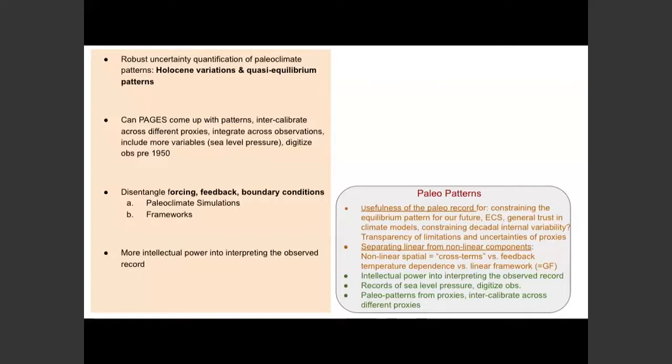Some people, including Torsten, for example, raised the flag of, hey, let's not jump to the paleo pattern effect too quickly without forgetting actual forcings and the feedback uncertainty. We should not forget that the uncertainty in the feedbacks themselves might be larger than the uncertainty in the pattern effect. This is also something we might want to quantify, and not forget the deep convection schemes, please.